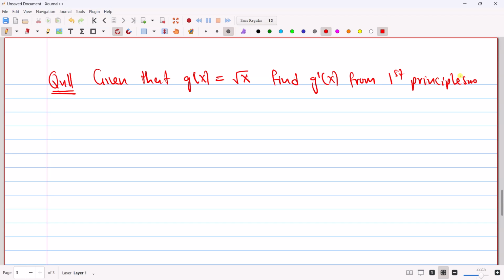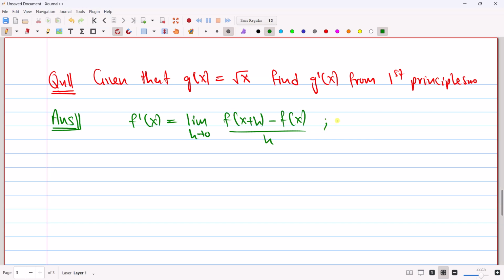So again, we want to know how you can find the derivative of this function from first principles. Just like what we did previously, we're going to follow the same lines of reasoning. Already we know that f prime of x that we're trying to calculate is given by the limit as h approaches 0 of f of x plus h minus f of x all over h, such that h is an element of real numbers and h is not equal to 0.